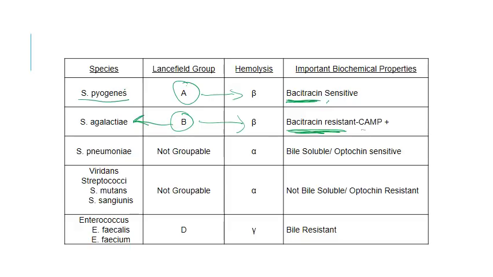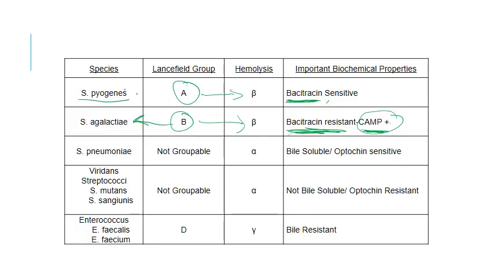And it also has this factor known as CAMP, which leads to an enhanced zone of beta hemolysis when it's plated alongside Staph aureus. So this is one way that you could tell it apart from S. pyogenes, because S. pyogenes doesn't have CAMP factor, and S. agalactiae will not show a zone of inhibition around a bacitracin disc.